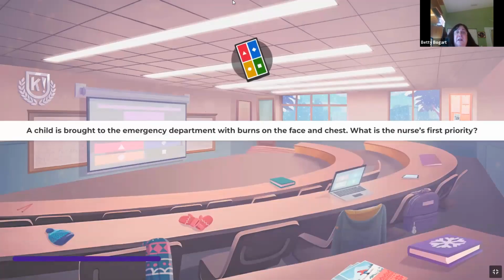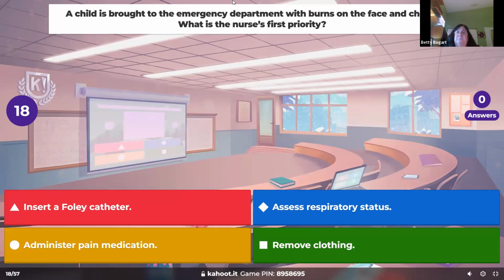A child's brought to the emergency department with burns on the face and chest. What is the nurse's first priority? So his face and his chest are full of burns. What are you worried about here?